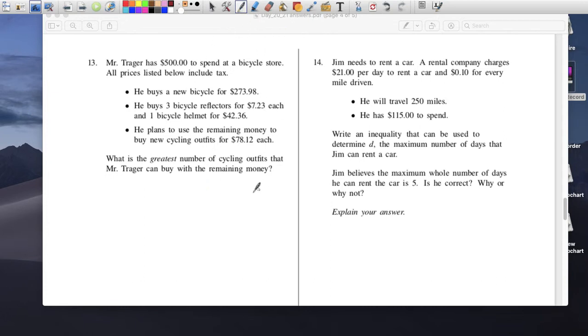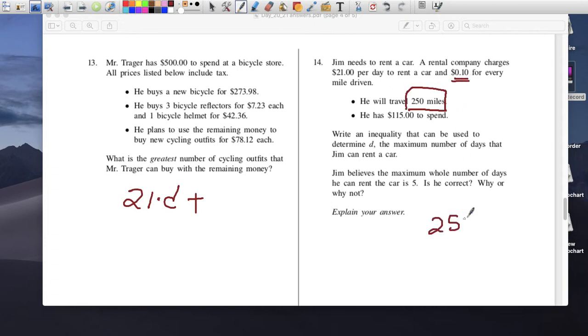So here's what I know. $21 per day. So 1 day is $21, 2 days will be 42, 3 days will be 63. So it really depends how many days. Not 21 days, $21. He's going to rent a car. We don't know for how long yet. We know how far he wants to travel. He wants to travel 250 miles. And every mile is 10 cents.